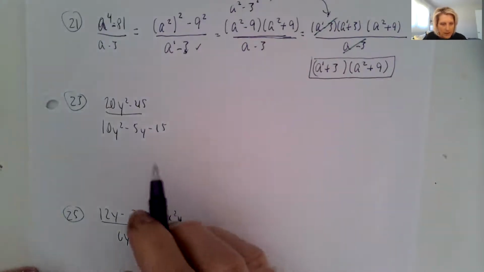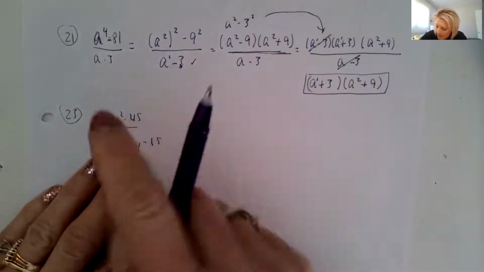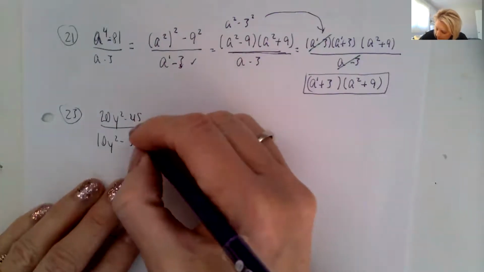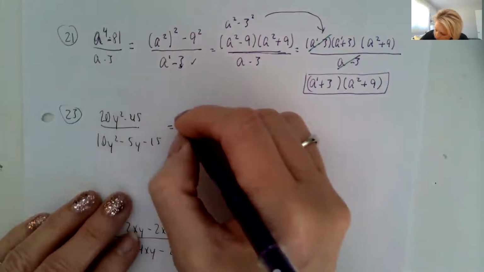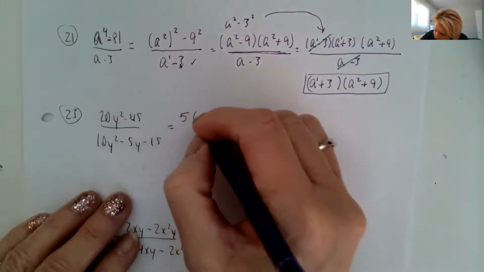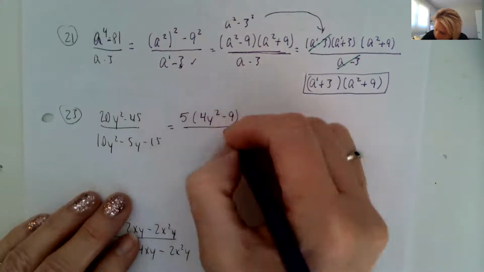So 23, let's see if we can factor these. So again, we have, let's see what we have in common to factor out between 20 and 45. So they both share a factor of 5. So we have 5 times 4y squared minus 9.